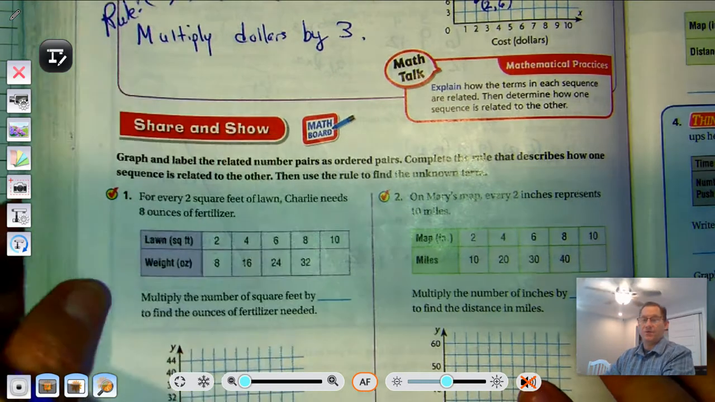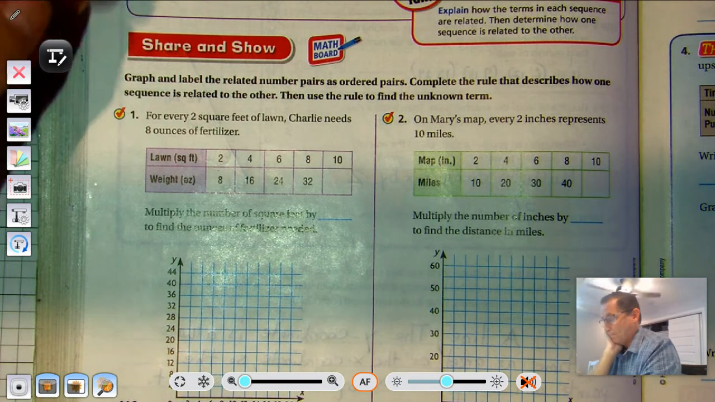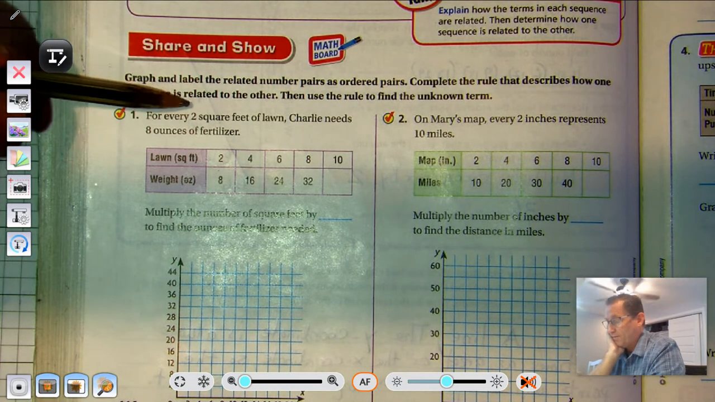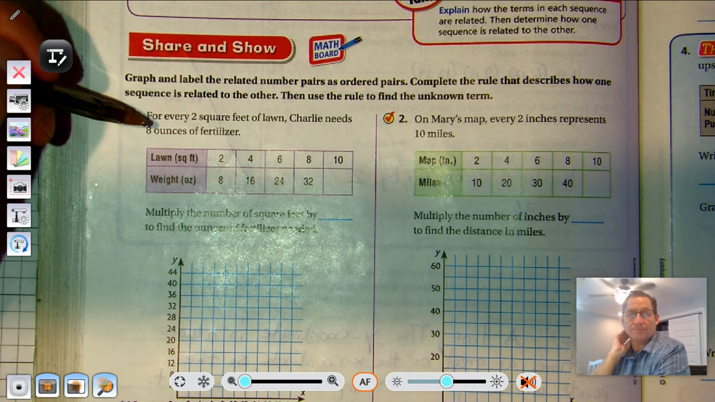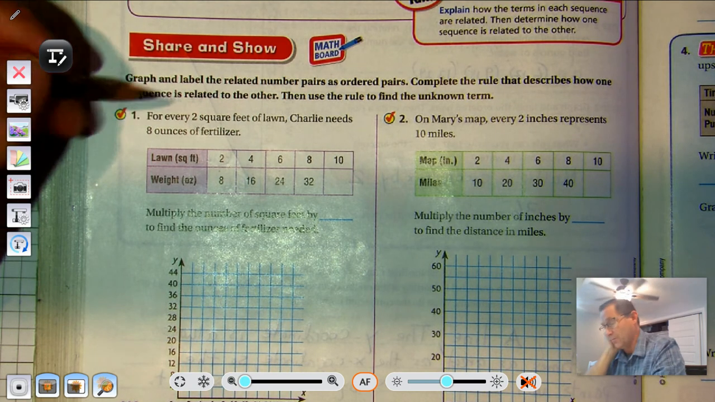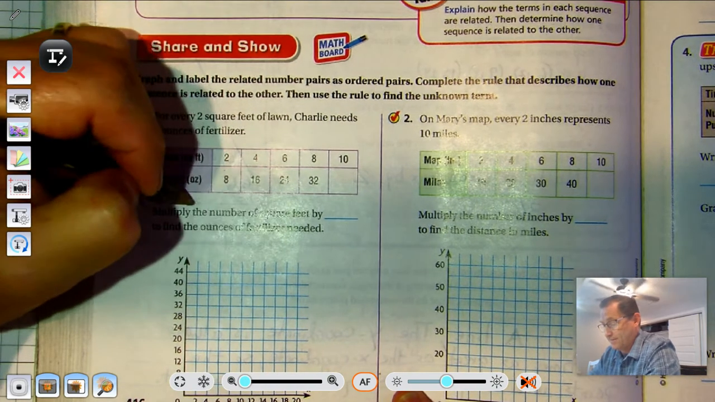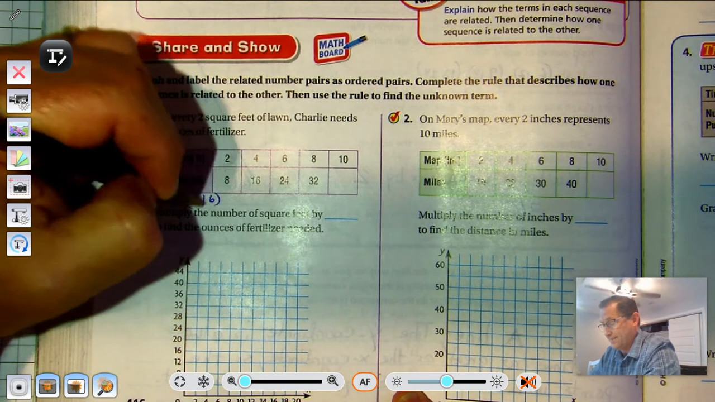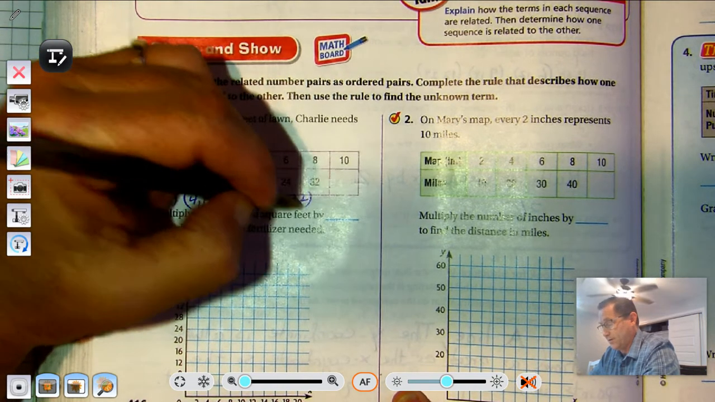All right, graph and label the related number pairs. For every 2 square feet of lawn, Charlie needs 8 ounces of fertilizer. All right, so we have 2, 8, 4, 16, 6, 24, 8, 32.